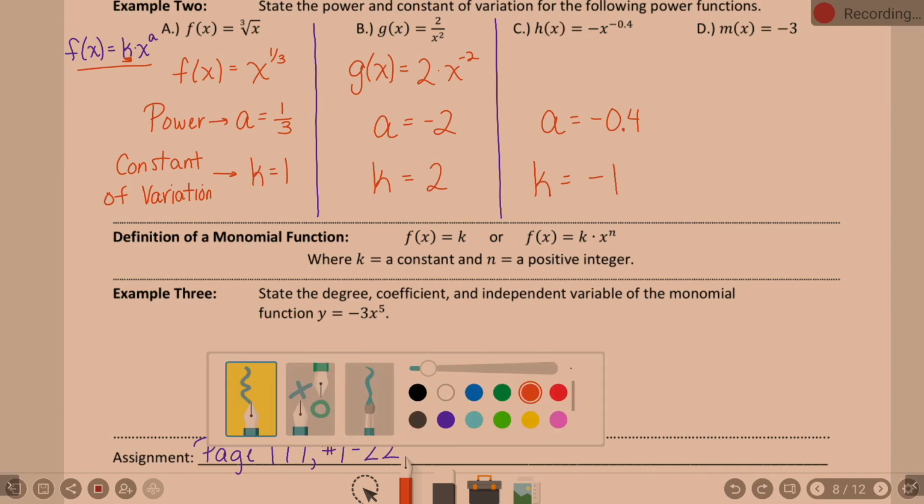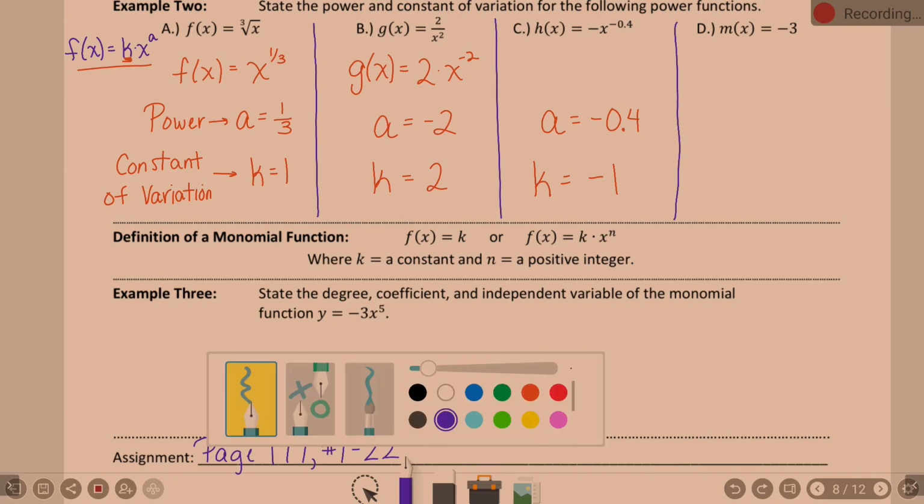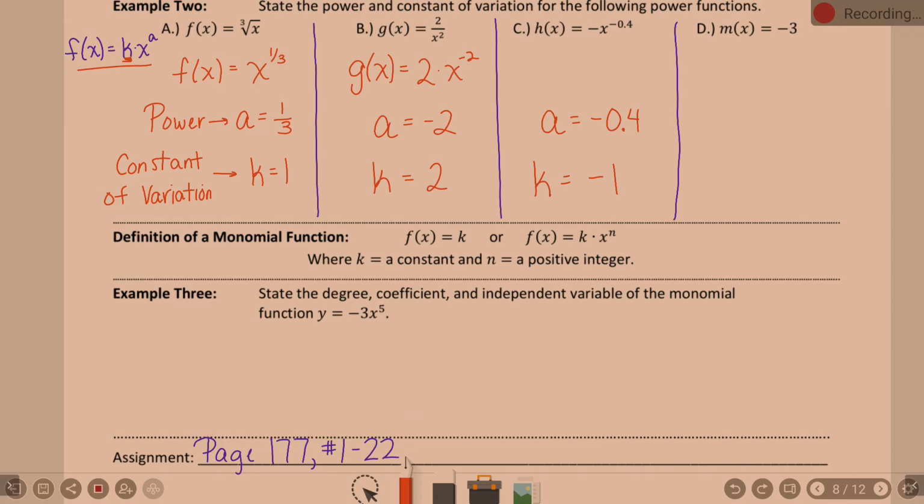And on all of these, folks, notice my constant has just been a constant, but my power has been negative, it's been positive, it's been a fraction, it's been a decimal. All of these are options.